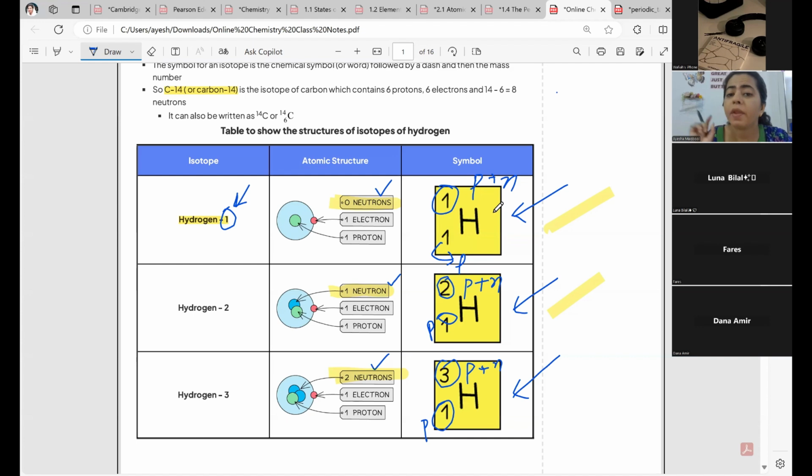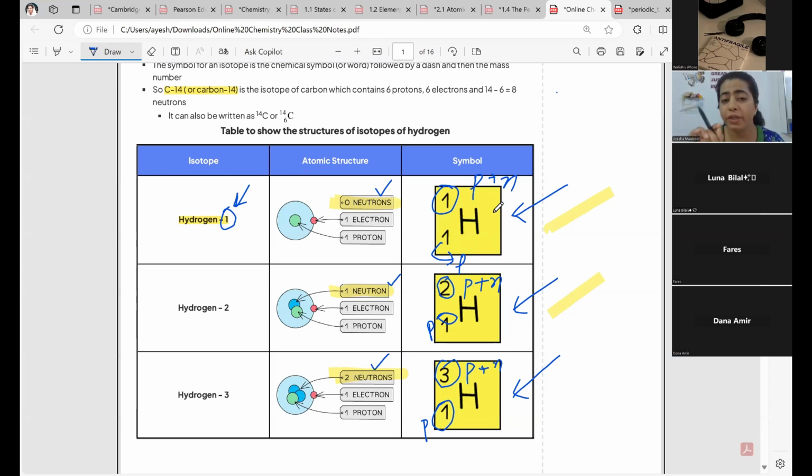Miss, shouldn't hydrogen number 2 be the original form of hydrogen? Do we have to write the number 2, or did we write it just for differentiation? No, we have to write the number 2. It's not the original form. From these 3 hydrogens, none is original. All 3 are present, and all 3 are equally important.